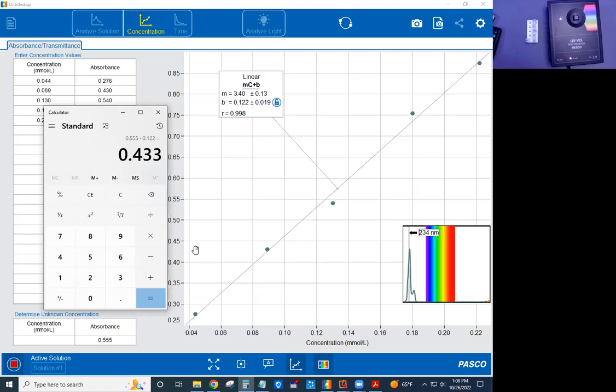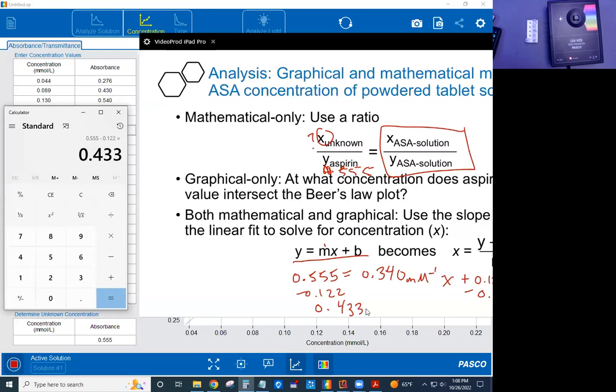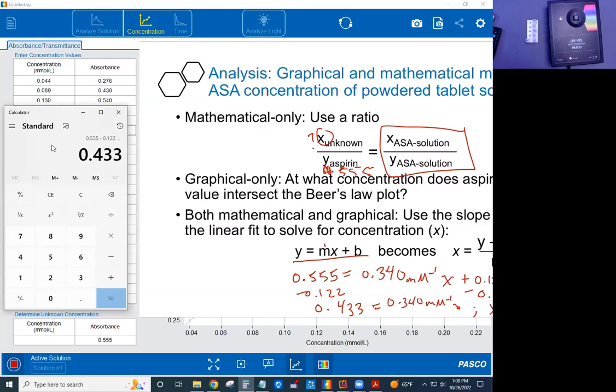I've got 0.433. Oops, I'm sorry. Should be letting you see my calculation here. There we go. Okay, I've got 0.433 equaling 0.340 millimolars to the negative first power times x. And when I divide that out, x is going to equal, let's see, divide that by 0.340, I get 1.27.